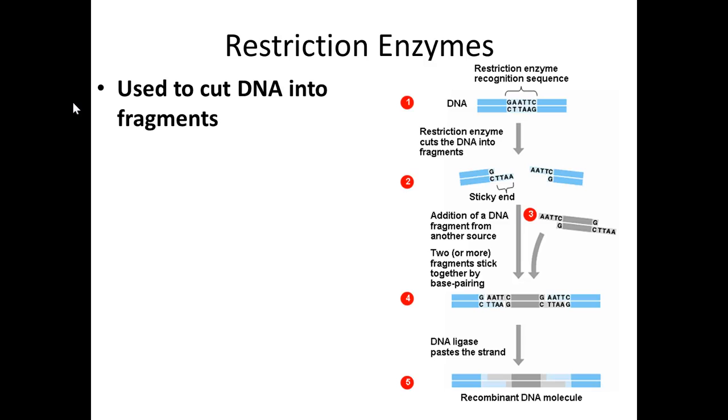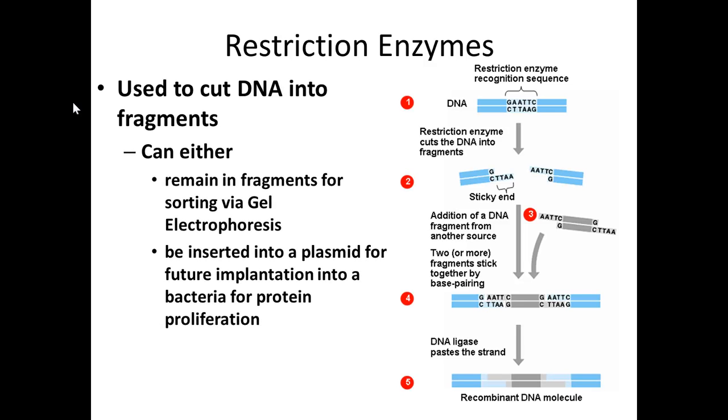So I talked earlier about those restriction enzymes. What a restriction enzyme does is it's used to cut DNA into fragments. If you saw earlier when I showed you with the cursor how that BT gene that we wanted, we used the restriction enzymes to cut that DNA out. So that's what restriction enzymes do. They cut DNAs into fragments.